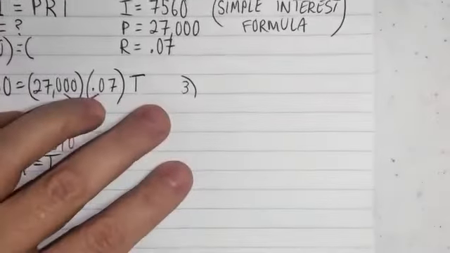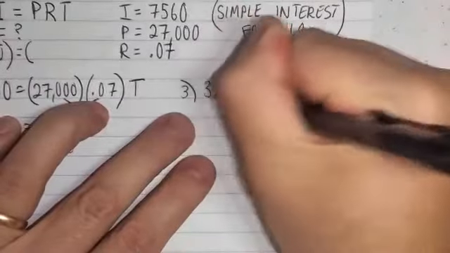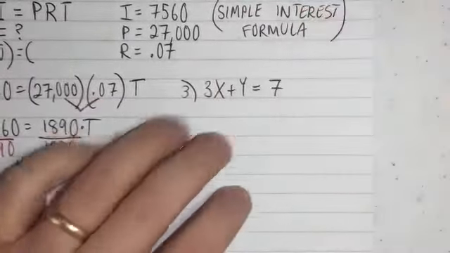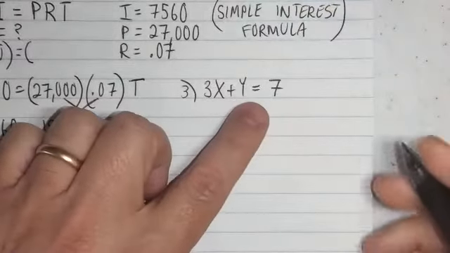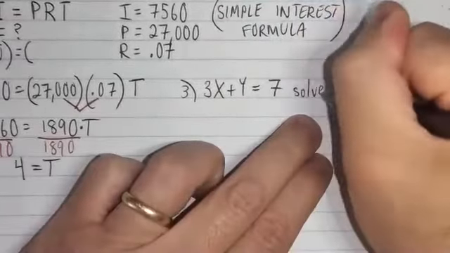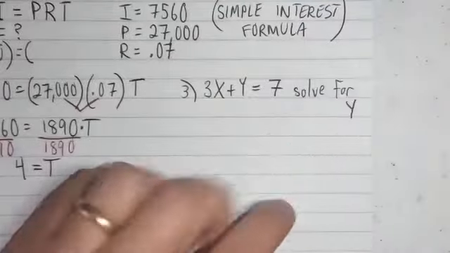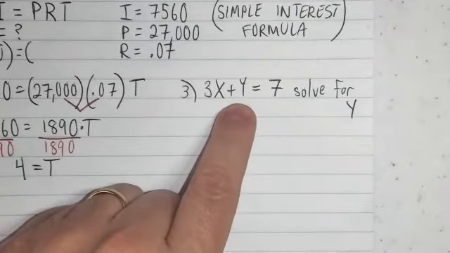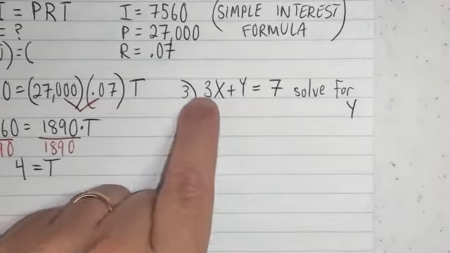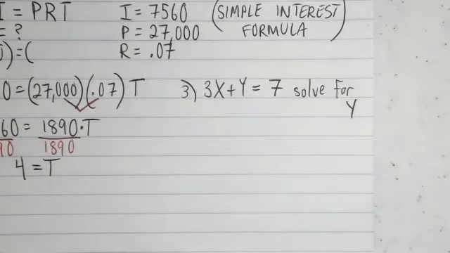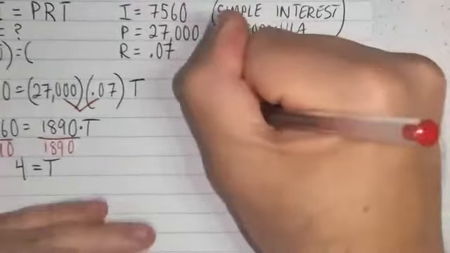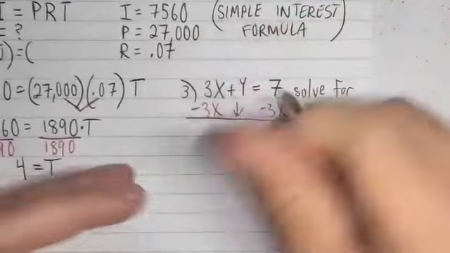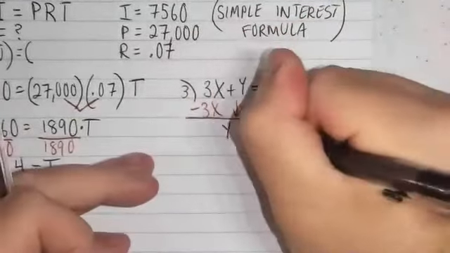The next thing they do is give you this, which is actually in standard form, and they're going to tell you to solve for y. In other words, they want the y by itself. So what's keeping the y from being by itself? The 3x. So all we have to do is subtract the 3x from both sides. And we moved our y down. Now we have the y by itself.